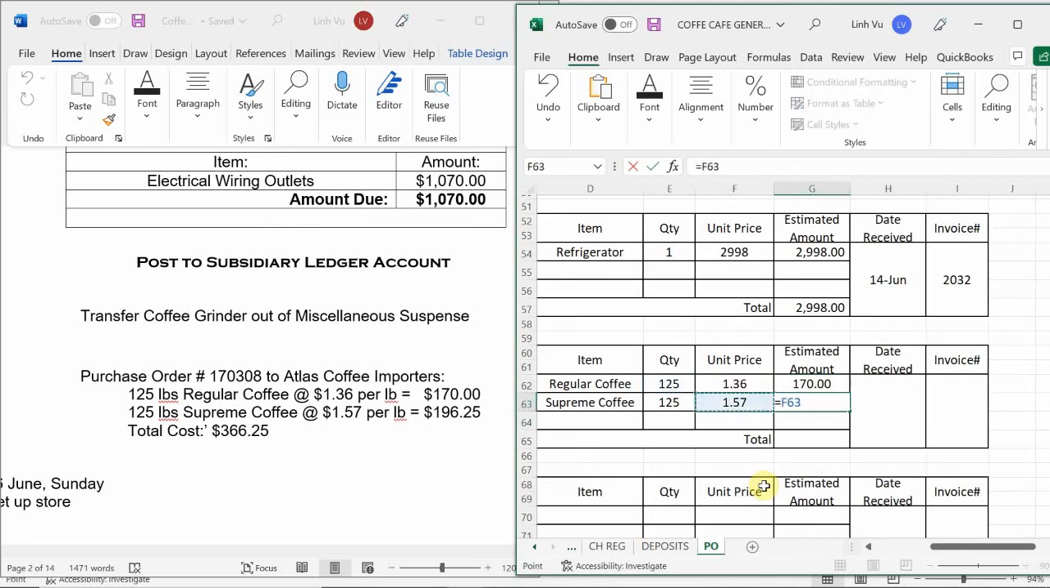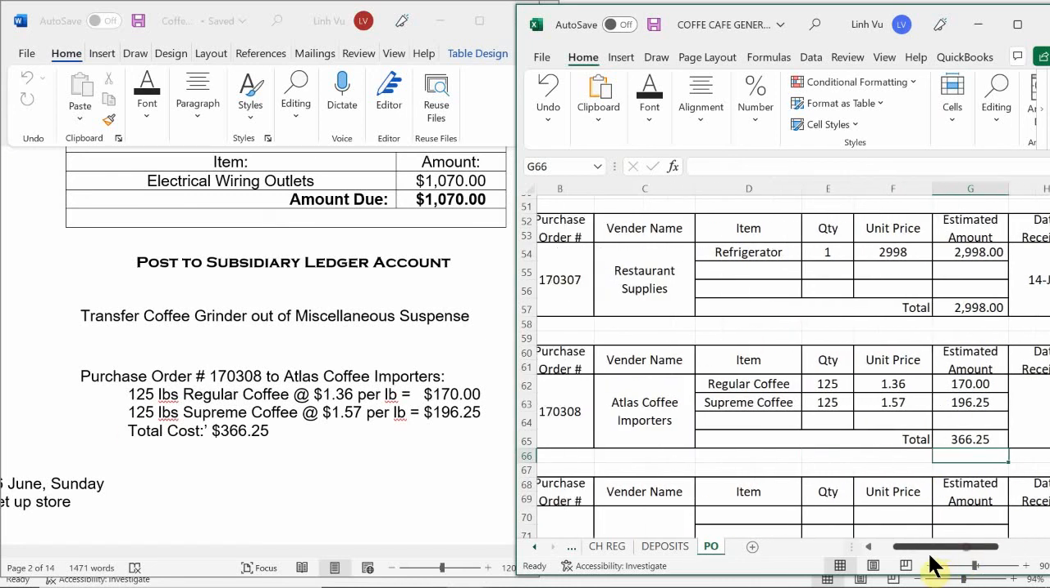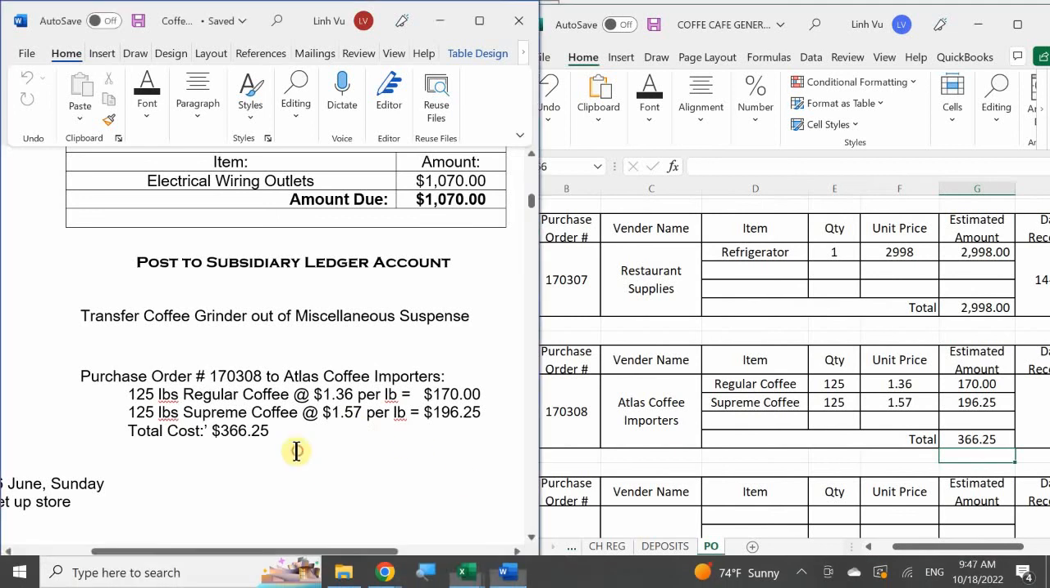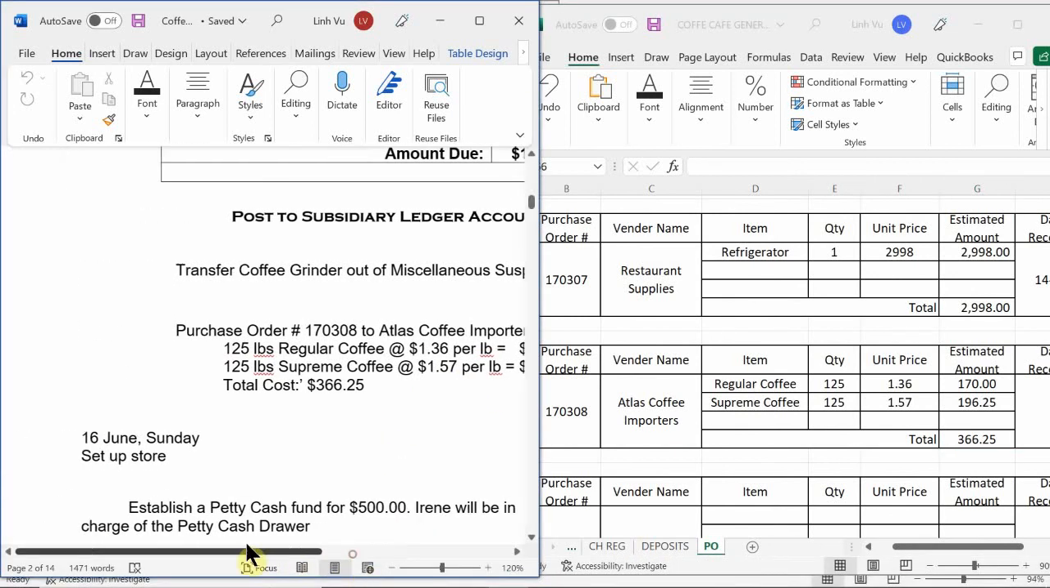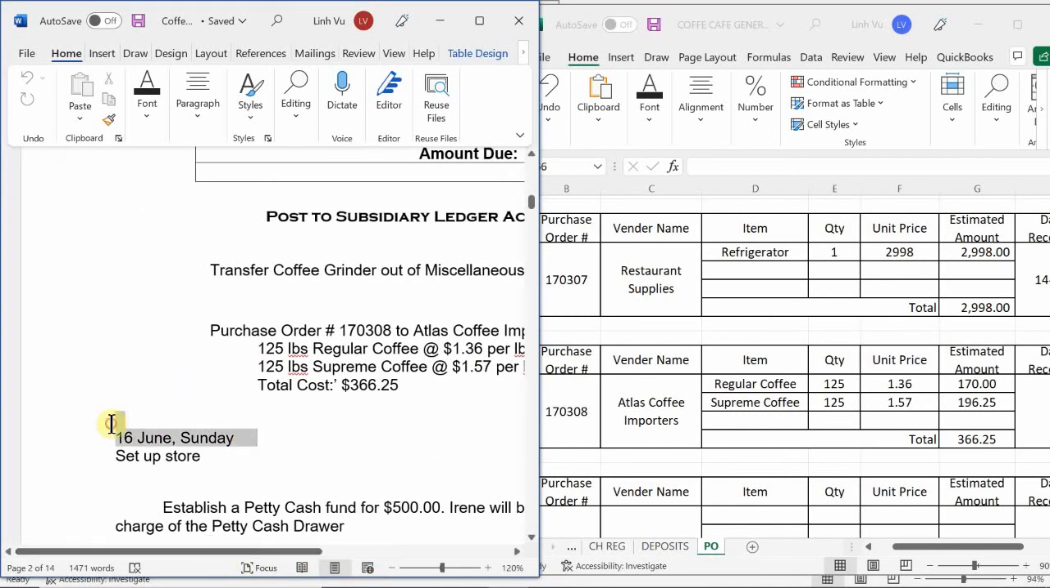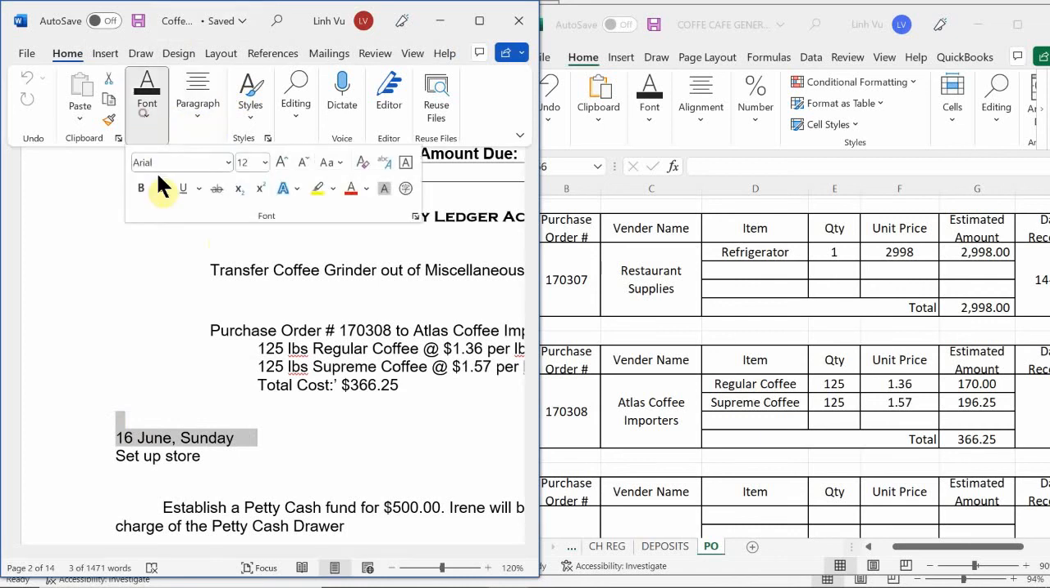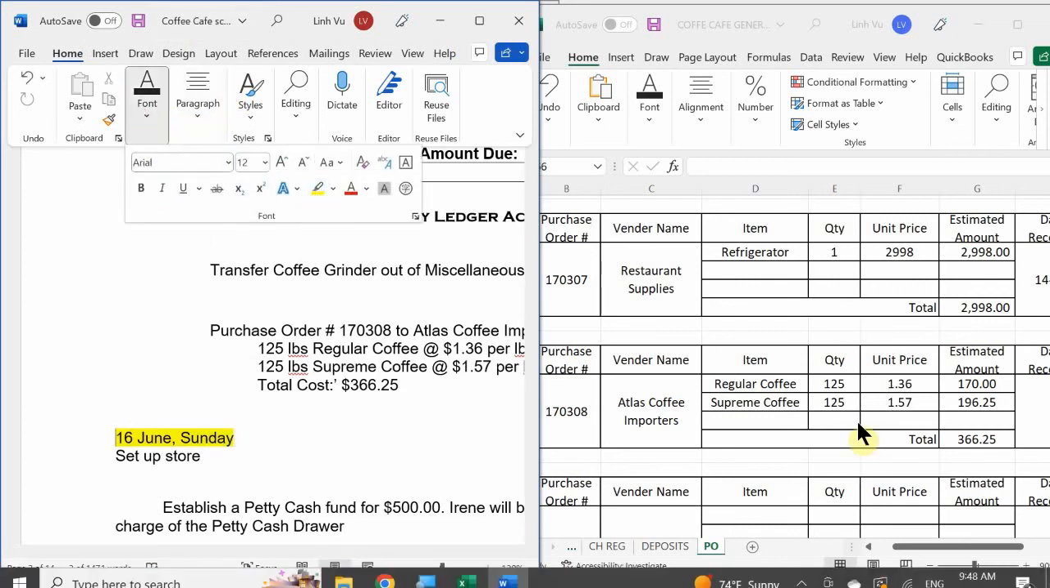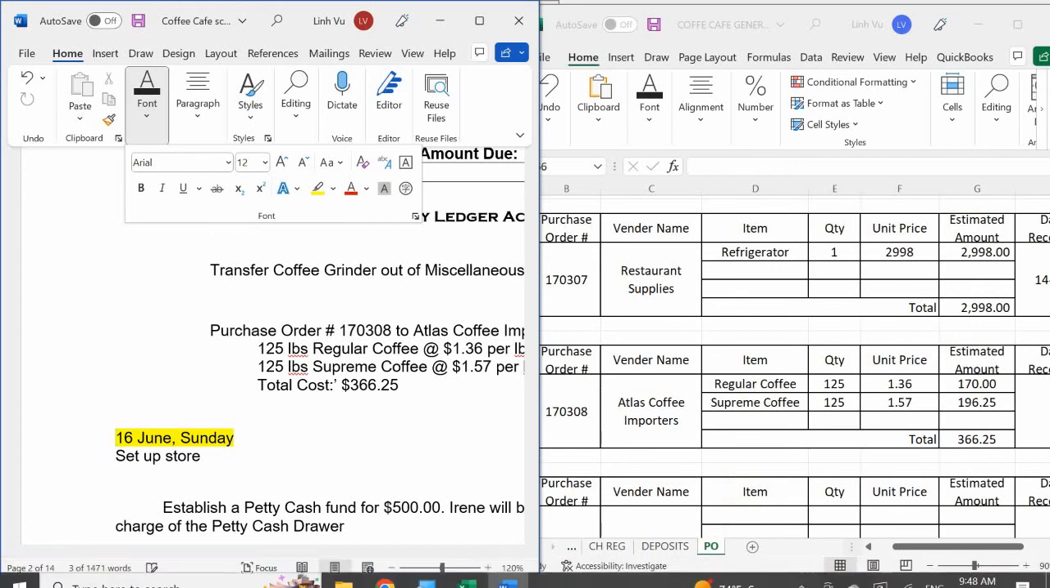$170 and $196.25, giving you your grand total of $366.25. That is verified, confirmed. So actually, I'm going to stop here. We'll continue for the next day when we come back from the break. Let me pause.